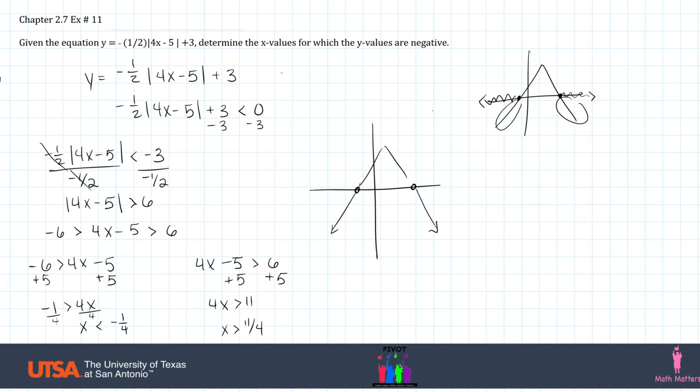The important thing to note is that at 11/4 and at negative 1/4, your y is actually going to be 0. So these points are not included in giving us negative y values.